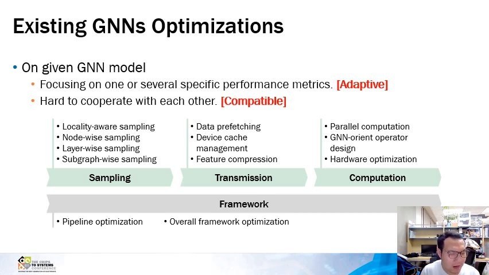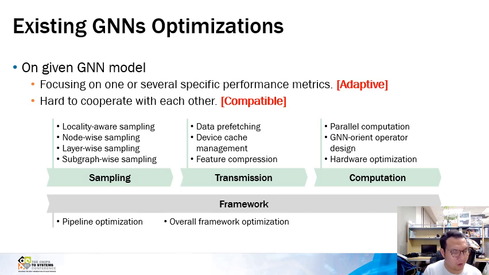For the convenience of next research, we generally abstract different optimization strategies as sampling optimizations, transmission optimizations, computation optimizations, and framework optimizations. Sampling optimizations include node-wise, layer-wise, and subgraph-wise sampling. Furthermore, the latest research spotlights that locality-aware sampling can achieve relatively better performance. Yes, we will consider it for our GNNavigator.